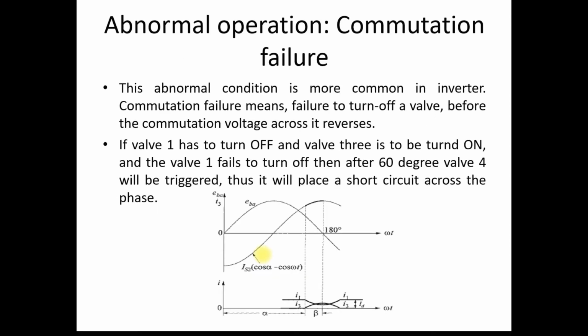The second abnormal condition happens in the inverter operation, that is called commutation failure, and that occurs because of low supply voltage, high direct current, and late ignition. With a combination of these problems, a short circuit happens at the AC side because of the commutation failures.